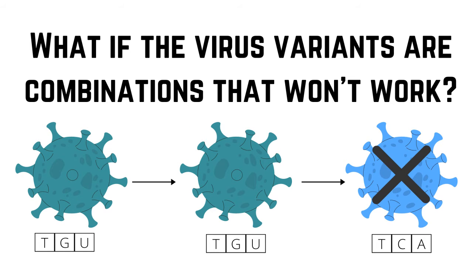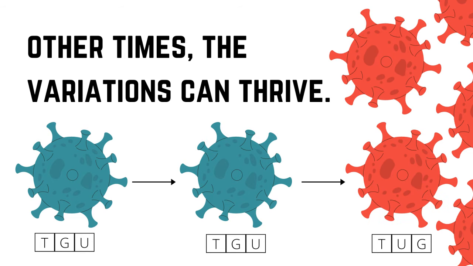Sometimes the variations formed are combinations that won't work. This might have happened because the base pairs were mismatched. Due to this, the mismatched base pairs would contain a consistently lower number of hydrogen bonds than their matched counterparts. Therefore, this would indicate decreased stability and make the virus variations a bit weaker, so they tend to die out. Other times, the variations can make the virus a bit stronger, such as better at transmitting or more resistant to the immune system. Therefore, these strains are more likely to thrive.